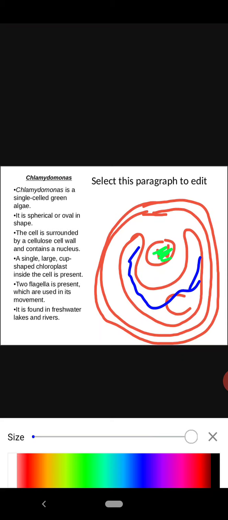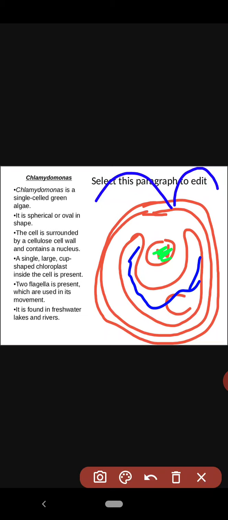Two flagella are present, which are used in movement. Now this thing is the flagella. It is an antenna-like thing. It helps in the movement of the Chlamydomonas in the water. It is basically found in freshwater rivers and lakes. So this much on Chlamydomonas. Please go through page number 17. Refer to page number 17 of your science content book for the proper diagram of Chlamydomonas. This is a basic, rough concept.